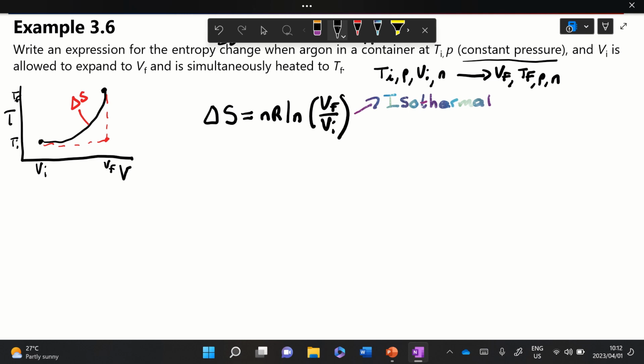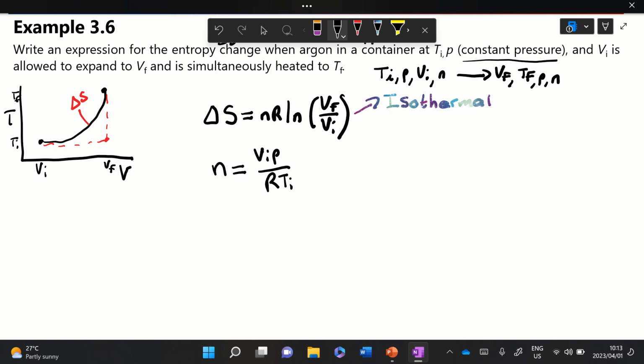So how do we get N, the number of moles? This is a perfect gas, so we can calculate the number of moles from the perfect gas equation. N is equal to P Vi over R Ti. And that remains constant, so it is what it is.